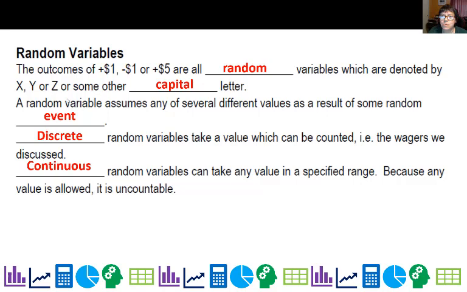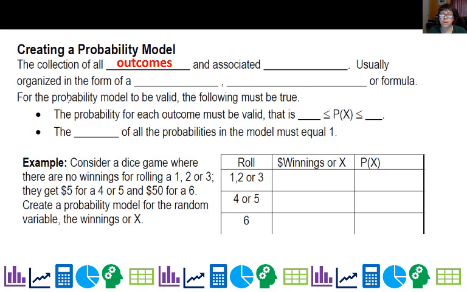So creating a probability model: the collection of all the outcomes and associated probabilities, usually organized in the form of a table or a tree diagram or a formula, all right? For the probability model to be valid, the following has to be true. All the probabilities have to be somewhere from 0 to 1. So it can be 0, it can be 1, but it can't be 1.2 and it can't be negative. In addition, the sum of all the probabilities must equal 1. If it doesn't add up to 1, you either have a miscalculation or you left out an outcome.